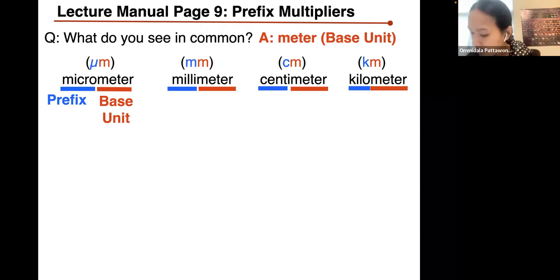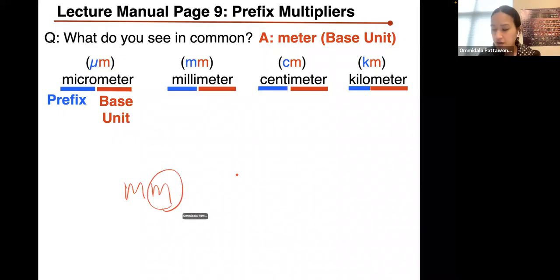Okay, so for example, you might ask me, hey, when I see something like mm like this, which one do I know? Which one is going to describe meter? Note that the base unit is always going to be after the prefix, right? So the one that comes before would be the prefix. In this case, the prefix would be milli. We're going to talk about that in just a few minutes. What is the prefix list?